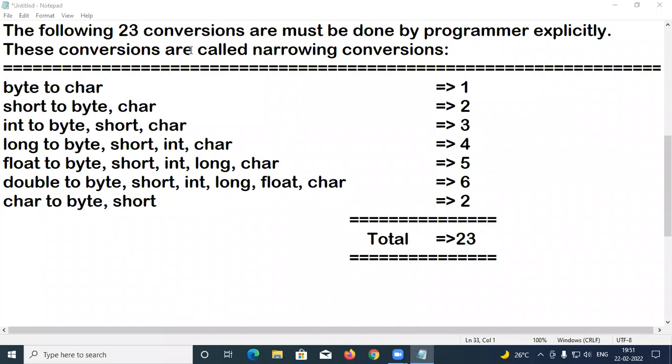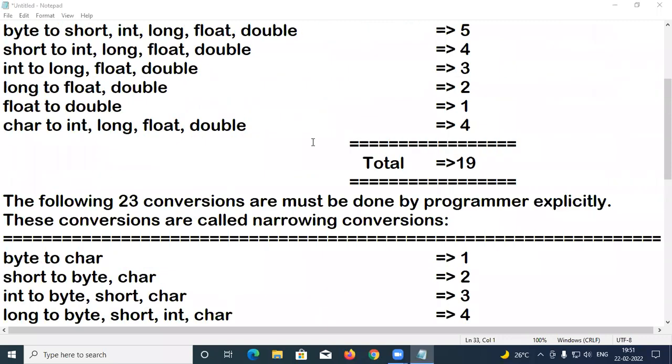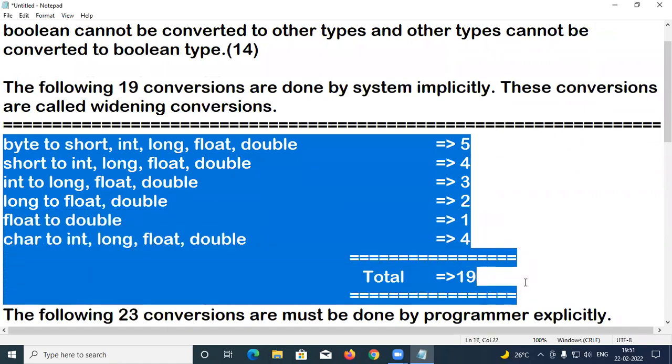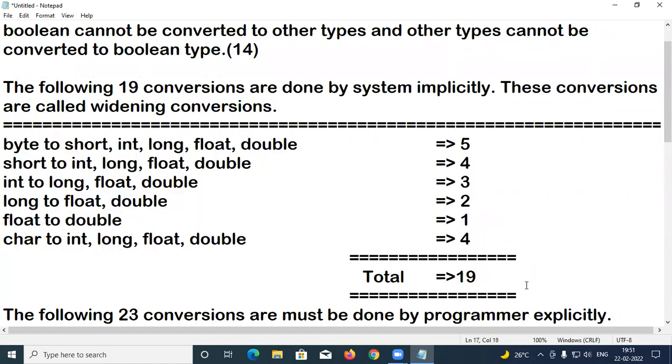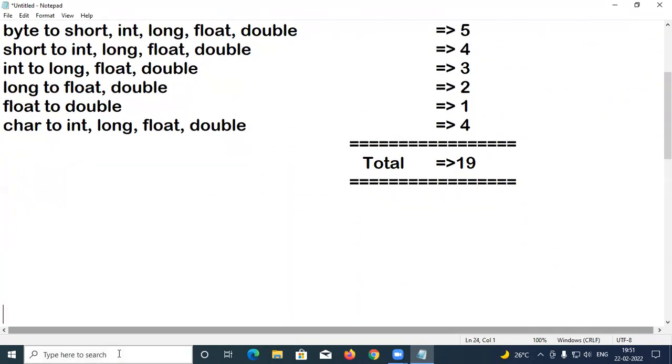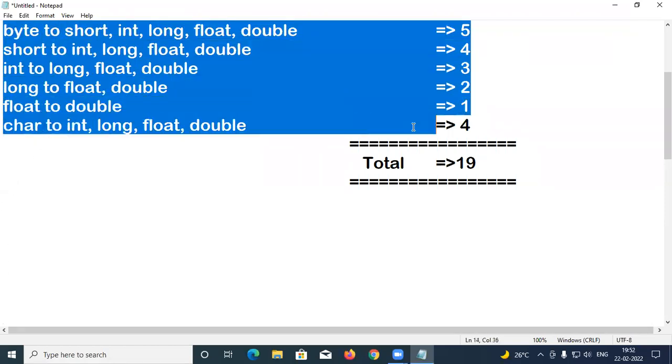In the 42, 19 conversions are automatically done by the system. 23 conversions must be done by the programmer, otherwise error. Okay. These 19, if you remember, the remaining 23 you need not remember, because whatever is not there in the list, that is the 23. This is also how to remember.